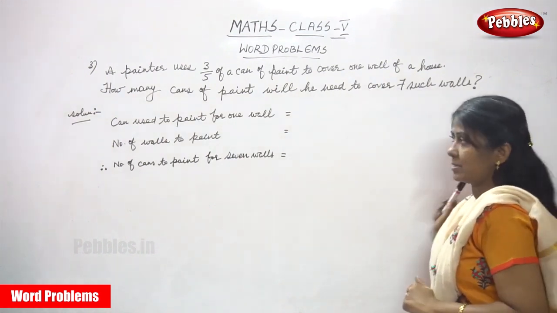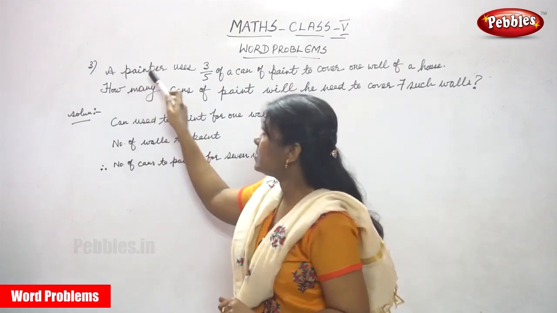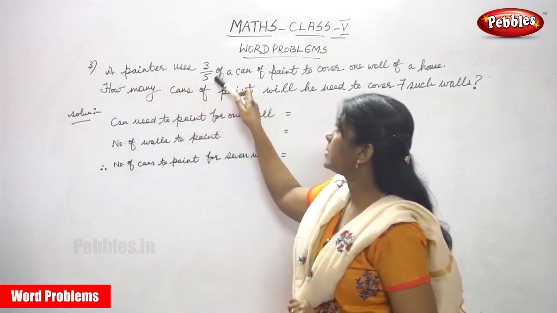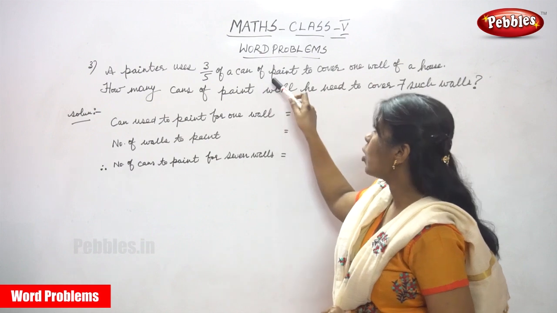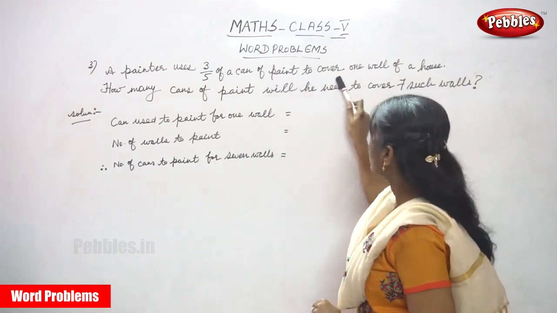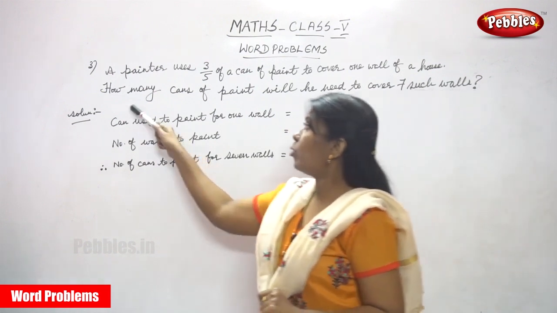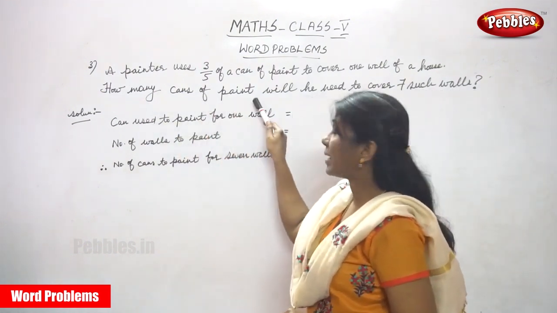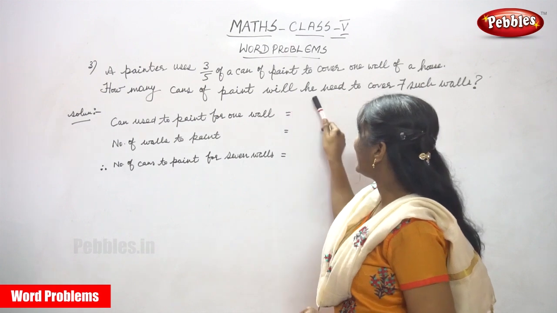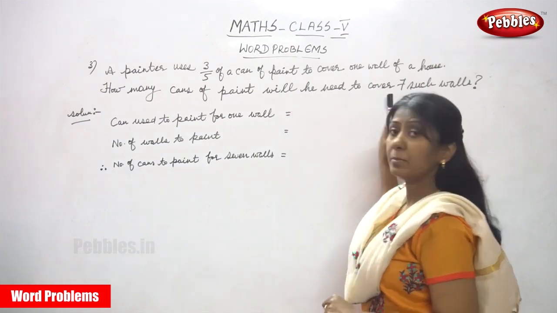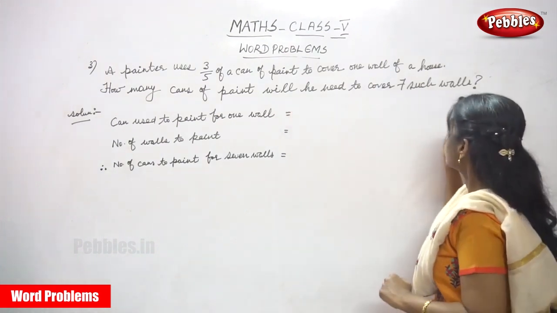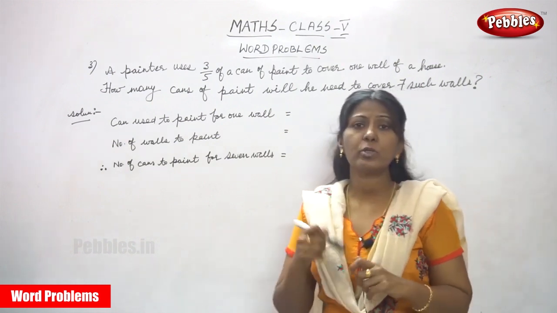7 such walls. I'll repeat. A painter uses 3 by 5 of a can of paint to cover one wall of a house. Next, how many cans of paint will he need to cover 7 such walls? So now we are going to solve the sum.